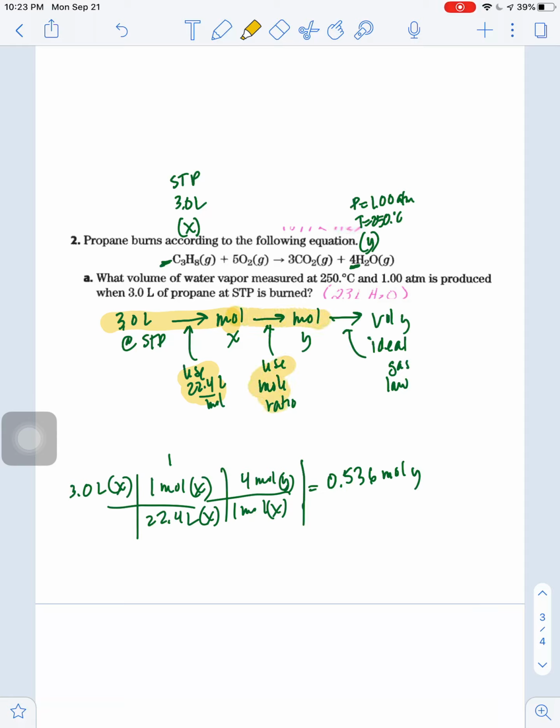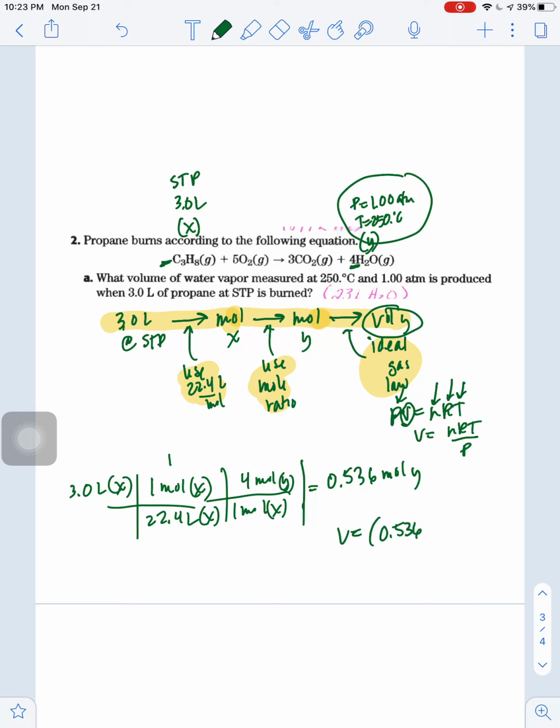So see, we went from here to here using the 22.4. Then we went from there to there using the mole ratio. Now we can't get from there to there using a conversion factor. We have to use the ideal gas law. So what is moles? What variable in the ideal gas law? Moles is N. So we know N. What else do we know about Y? We know pressure, and we know temperature, and we always know R because it's a constant. So the only thing we don't know is the volume, and that's what we were supposed to be finding. So we need to rearrange this equation to be V equals nRT over P. And we're just going to plug in everything.